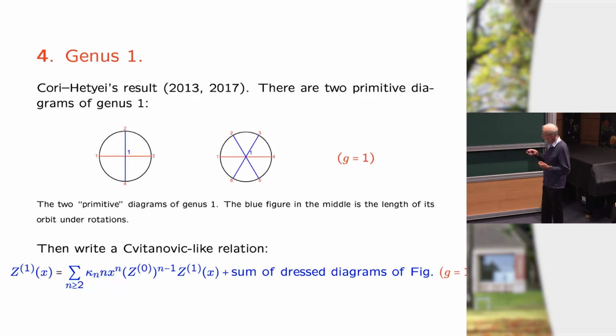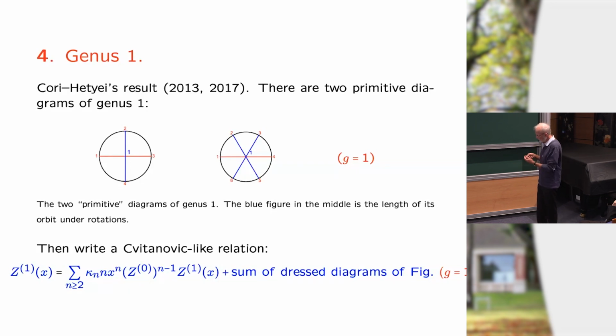In genus 1, Cori and Hetyei showed that you have only 2 reduced diagrams, one with n equals 4, and the other one with n equals 6. And so, as I explained, I want to mark a point to follow, to avoid double counting in the next operation of dressing. I have to fix a point. The line which is attached to the marked point, which is 1, will be in red.